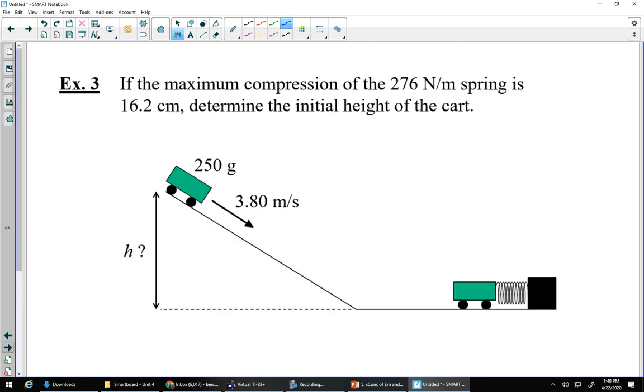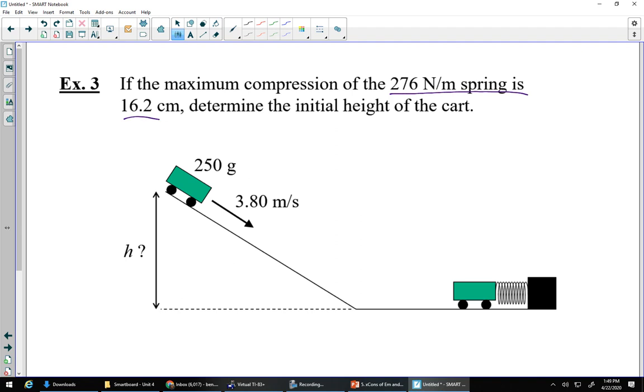Let's jump into it. So the next example, and again, I'm not going to answer this one entirely necessarily, but we'll build a formula for it. So we got the maximum compression of a spring is 16.2 centimeters.